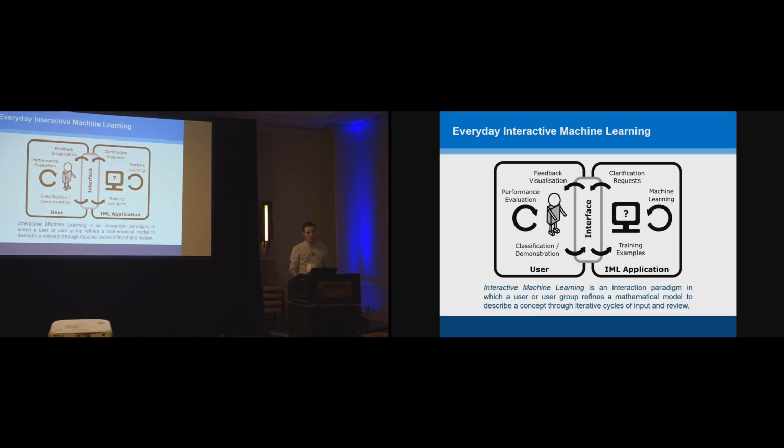There have been some interesting presentations in the session related to interactive machine learning. The definition that we used in the review paper to help guide us in finding literature relevant to this area is: interactive machine learning is an interaction paradigm in which a user or user group refines a mathematical model to describe a concept through iterative cycles of input and review. Importantly here, we're thinking about the user as somebody who's a non-expert in machine learning, and they're doing things in an iterative fashion to slowly build up some sort of concept.